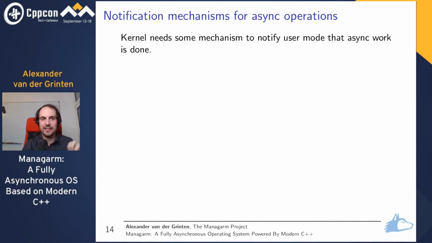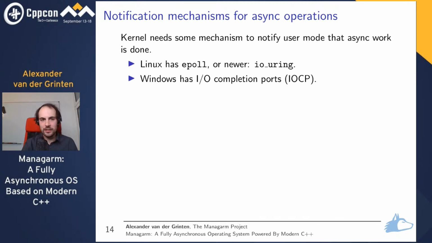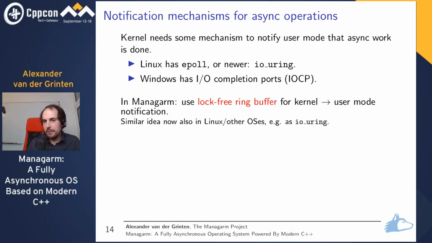So let's look at the last step, maybe first. The notification. So the kernel has done some work, and it wants to notify user mode again that the work is done. There are different ways to do that. For example, on Linux, there's epoll. A newer mechanism on Linux is io_uring. And Windows has, for example, IO completion ports. If you've done some async programming, you probably know at least one of these technologies. And what we do in Managarm is something similar to io_uring. We use a lock-free ring buffer.